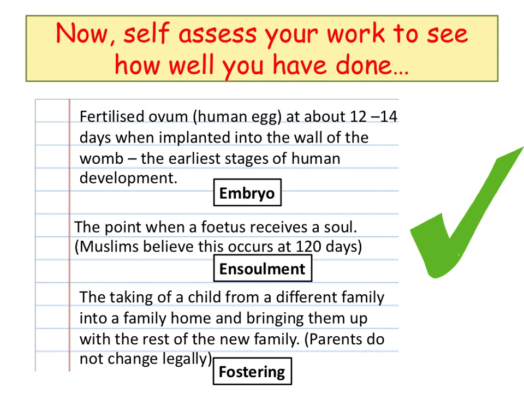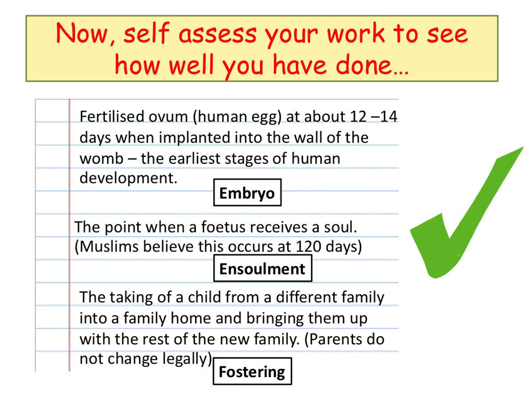The fertilised ovum or human egg at about 12 to 14 days when implanted into the wall of the womb, the earliest stages of human development, is the embryo. It's much better if during your exam, rather than referring to a baby being killed, when you're talking about abortion, you refer to the embryo or the fetus being terminated.